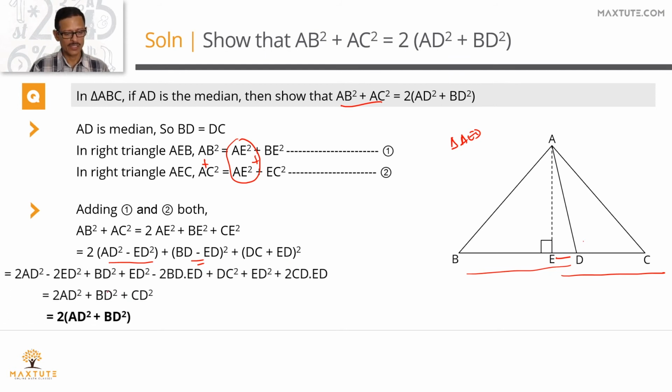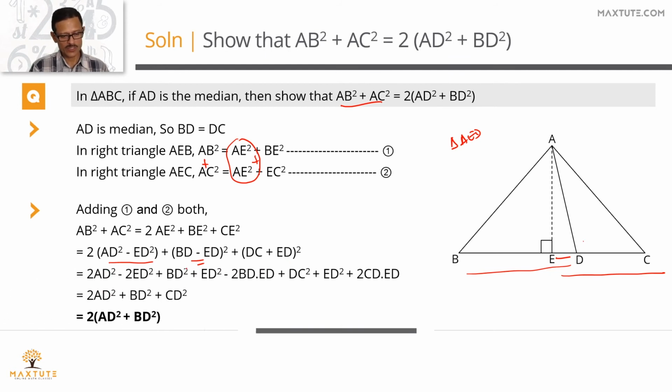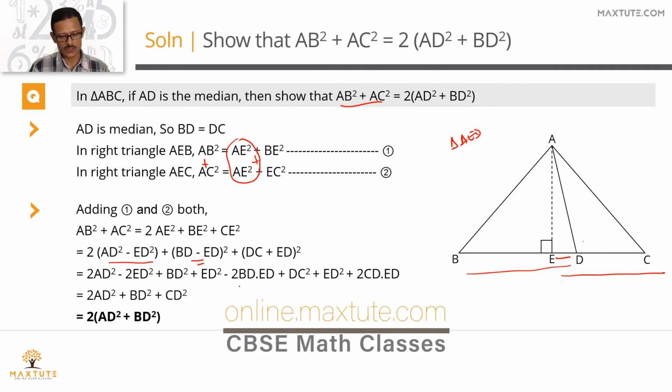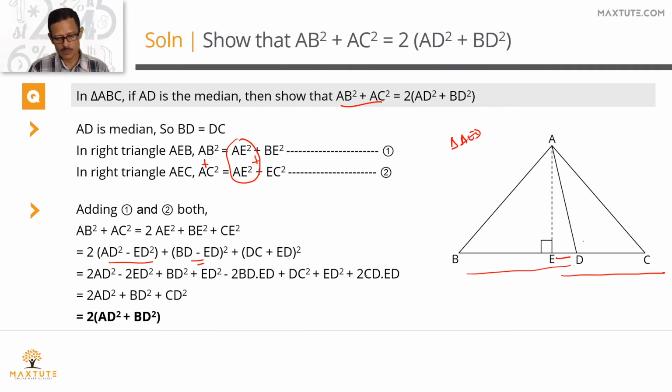Expanding these terms, this becomes 2AD square minus 2ED square, BD square plus ED square, A square plus B square minus 2AB, which is A square plus B square plus 2AB. The 2ED squares will get cancelled with the 2 positive ED square. BD is the same as CD, so BD into ED or CD into ED will get cancelled because one is positive, the other is negative. So we have 2AD square plus BD square plus DC square. D is the midpoint, so BD will be equal to DC or CD. So this can also be written as BD square. So 2AD square plus BD square plus BD square, which is nothing but 2 times of AD square plus BD square.